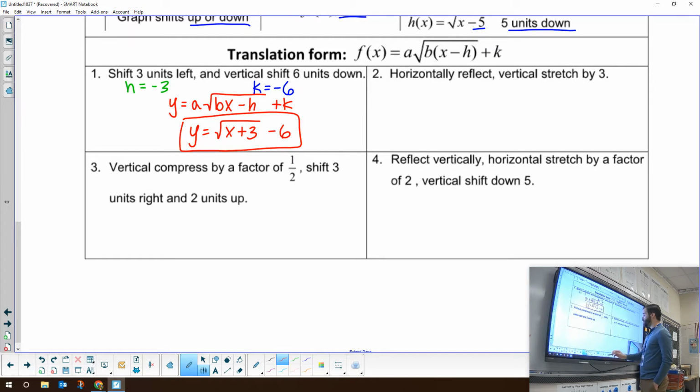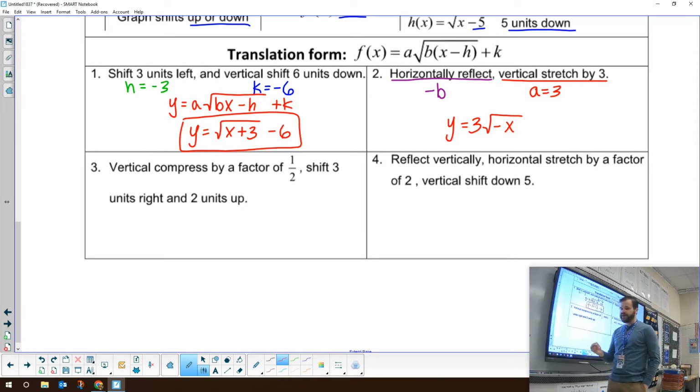So if we have a horizontal reflection, that means I have a -b, meaning I have a negative inside the square root. And then if we have a vertical stretch by 3, that means my a is 3. So let's write out this equation. It's going to be y equals 3 times the square root of -x. Notice here, I don't have an h or a k. I don't have to worry about them. And so we have a negative on the inside because we have a -b, 3 on the outside. There is my equation.